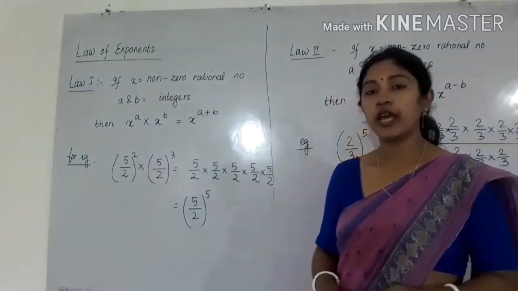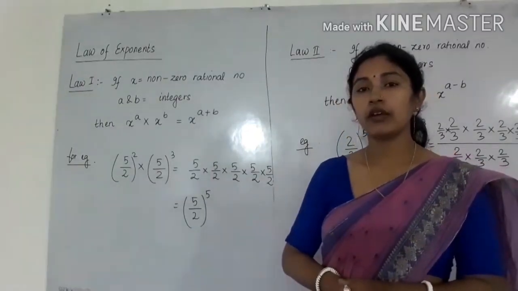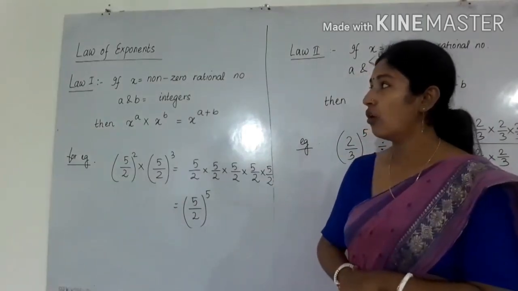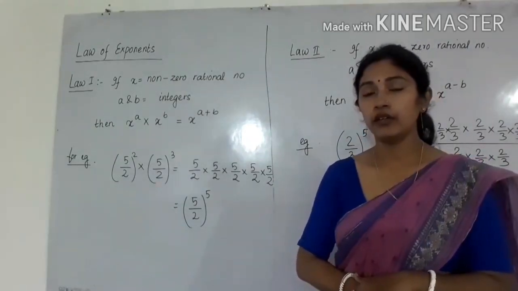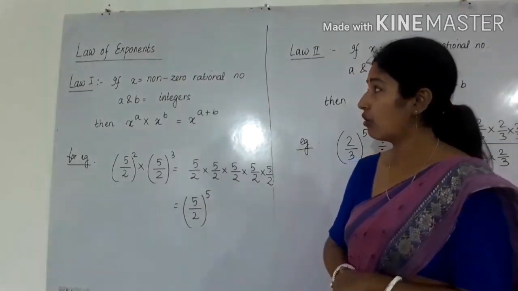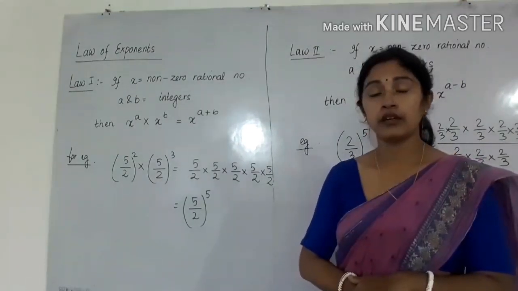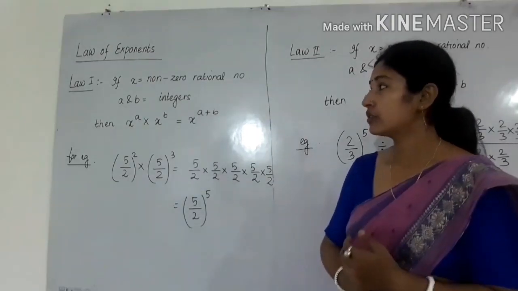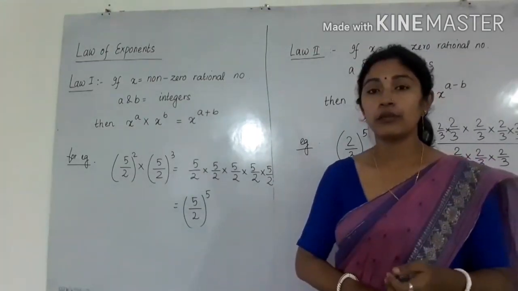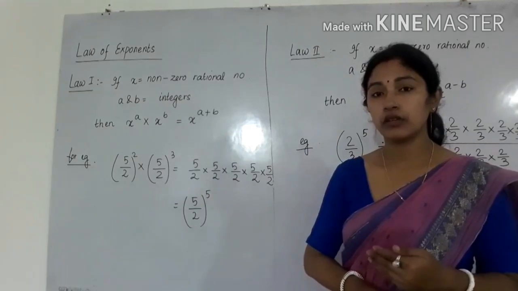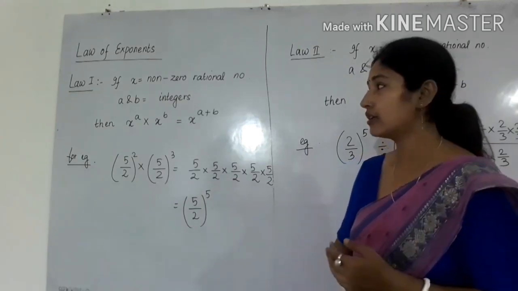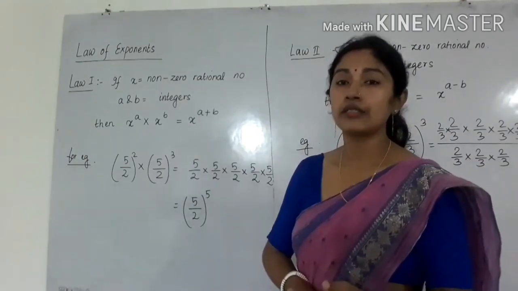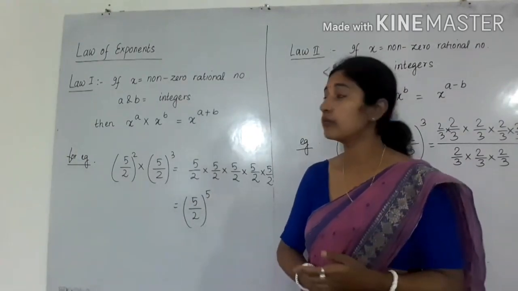Everyone, today I am going to continue the topic on exponents. The topic is laws of exponents. We have already studied these laws in class 7, where we studied them for natural numbers, that is, the base was a natural number. Here we will study it for rational numbers, which means the base will be a rational number.